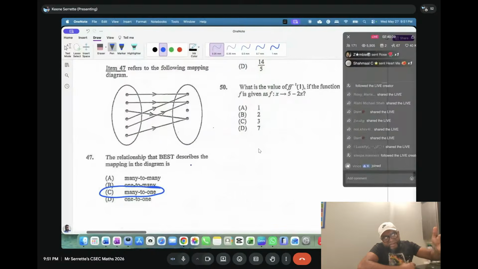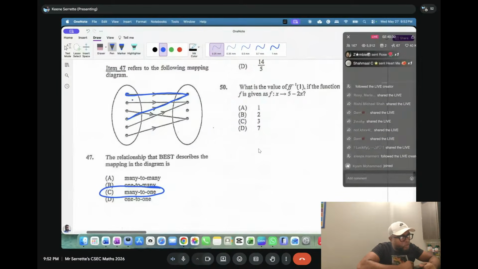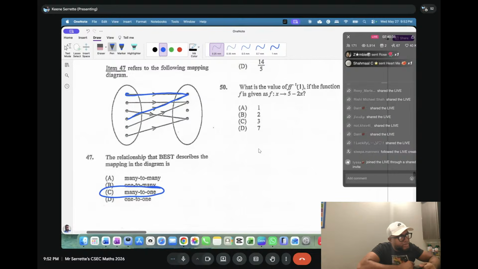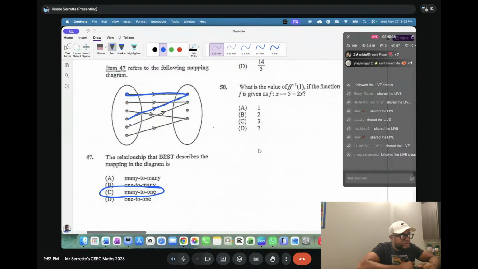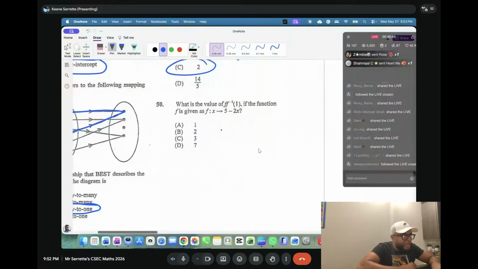I'm just saying it for the ones who are probably not in my class. I see 169 people on TikTok, 42 people on YouTube. For the people who probably don't know, many to one means that more than one is going to one. This is many dots going to one dot, right? But we don't have one to many. If you observe, there's no one dot here going to more than one. So it is many to one, not many to many, right? As I said, for those who were not in my class.